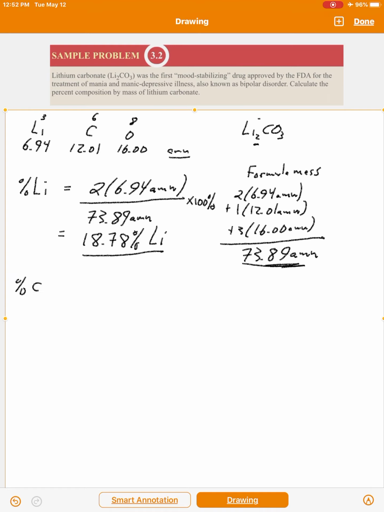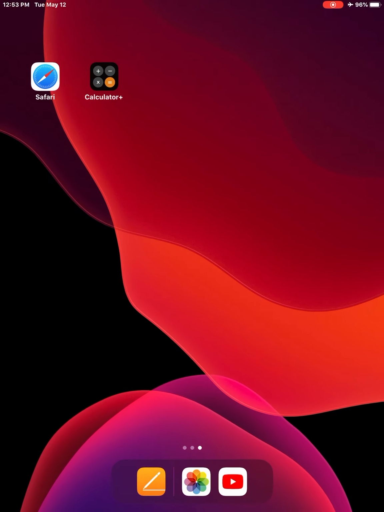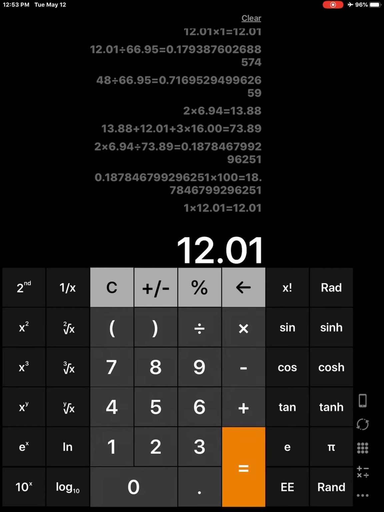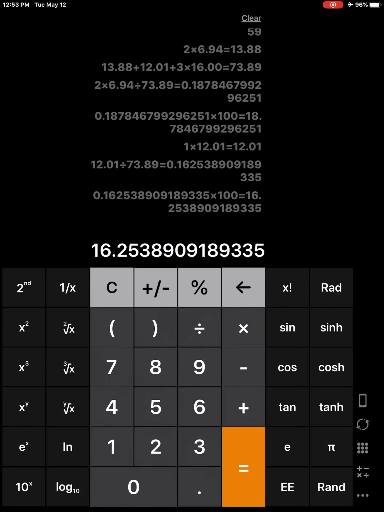Let's do the carbon now. There's only one of them in the chemical formula. We're going to divide that by the formula mass, 73.89. Multiply that by 100%. Okay, so let's see what that works out to be. 1 times 12.01 divided by 73.89 times 100. Looks like 16.25.